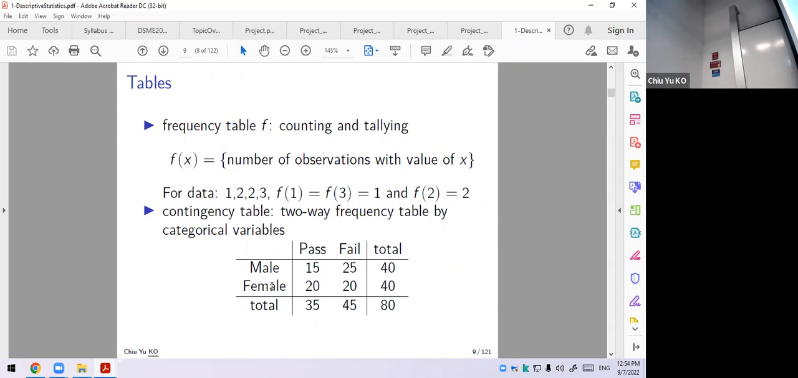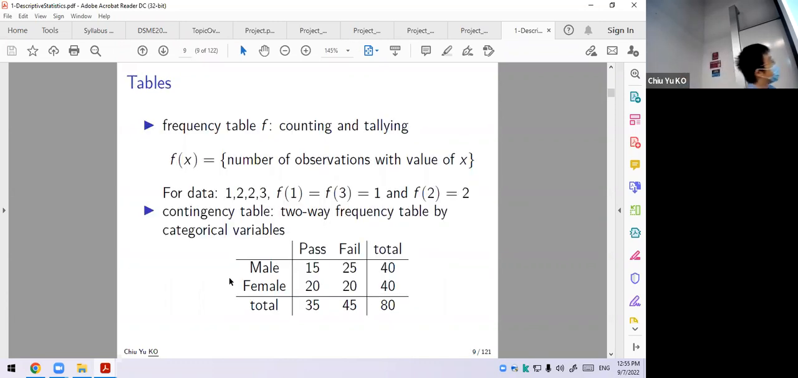Okay. So this is what you learn from your high school, right? Or elementary school, or even kindergarten, right? Frequency is the number of observations that have that value. Okay. And last one, I think.